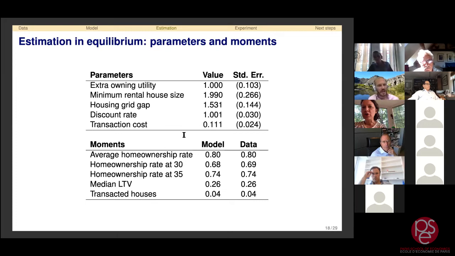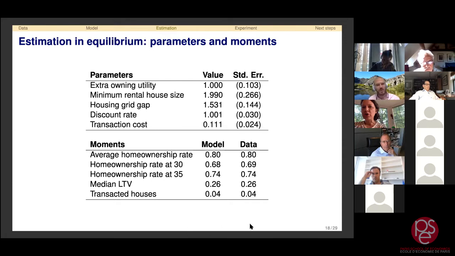So basically, the moments that we target for these parameters are the average home ownership rate, the home ownership rate at age 30 and the home ownership rate at 35. We're targeting 2005, 2008 data. I didn't say that, sorry. And the median LTV for households and the number of transacted houses in each period, basically the number of transactions that we observe in the housing market.